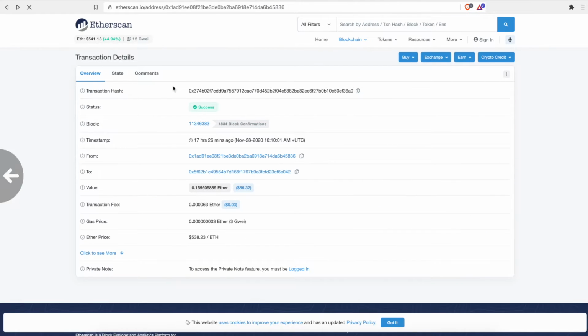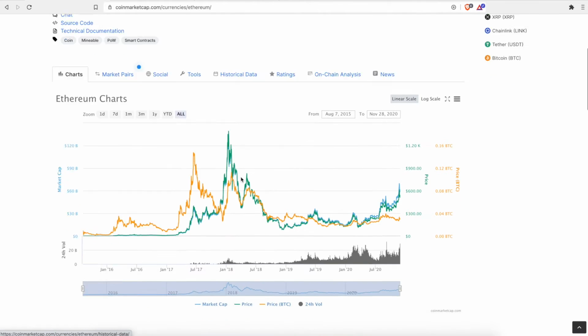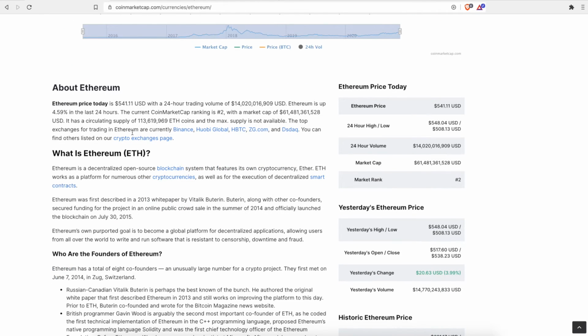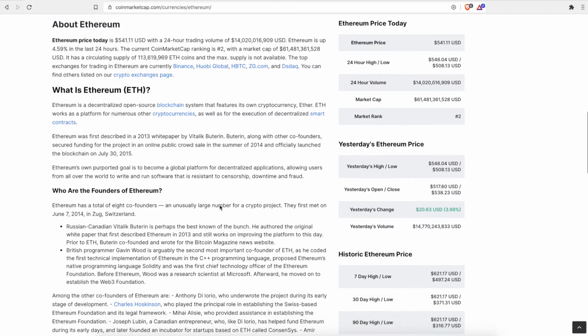So it's pretty cool. You can play around with it, look, see what's in there, and you can also read more about the project. So this says here's the Ethereum price. Currently it's at 541.11. 24-hour trading volume is here. Ethereum is up 4% in the last 24 hours. So you guys can kind of read it, see what's going on with it, learn about different things.